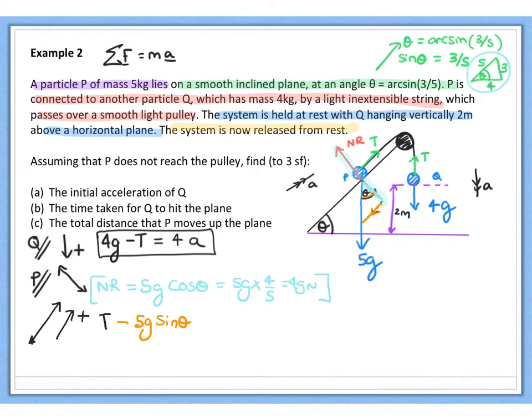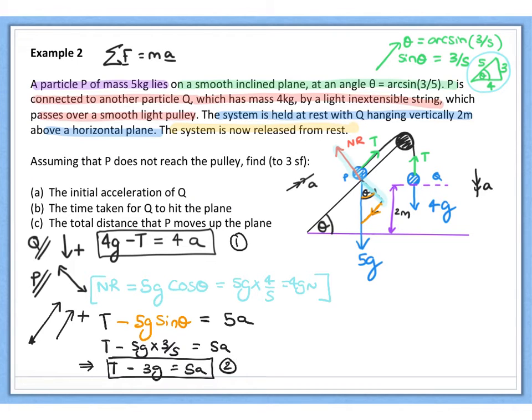And this then equals the mass of P, which is 5, multiplied by the acceleration a. Now, we know that sine theta is equal to 3/5, so that's T minus 5g multiplied by 3/5 equals 5a. And then, simplifying that, T minus 3g equals 5a. So we have a pair of simultaneous equations which we can solve. If we do equation 1 add equation 2, that gives me g equals 9a. So a is equal to 1/9 of g meters per second squared.